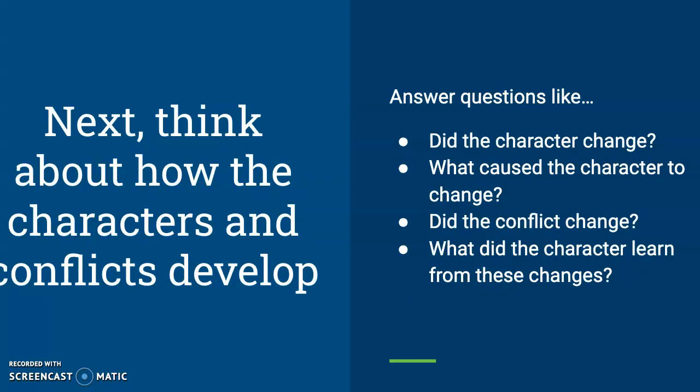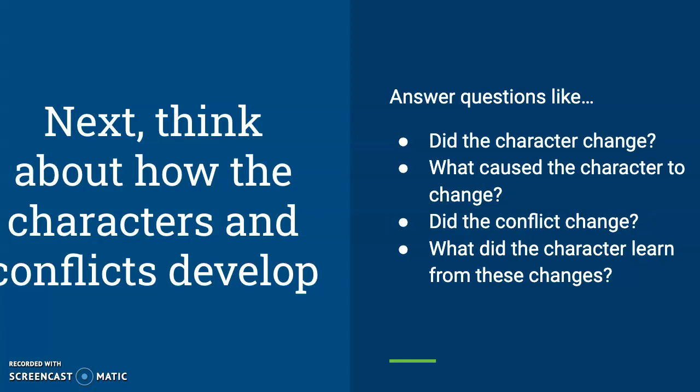Next, we want to think about how the characters and the conflicts are developed through the story. So think about questions like, did my character change? If you think back to the Tides of Change that we just read this week, I walked you through some examples of ways that Marie has grown and changed as a character. But even a character like Kino makes tremendous changes over the course of a very short story. And then you want to think about what's caused that change. Usually something provokes the change to happen in the character.